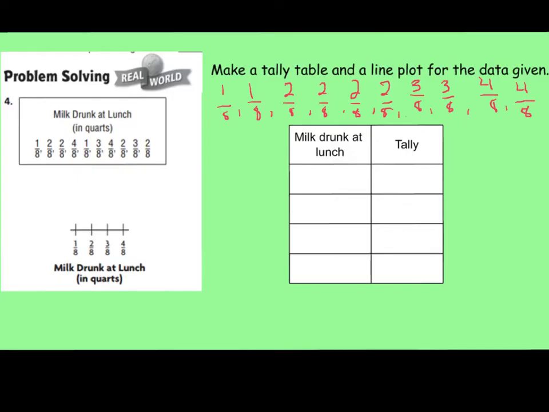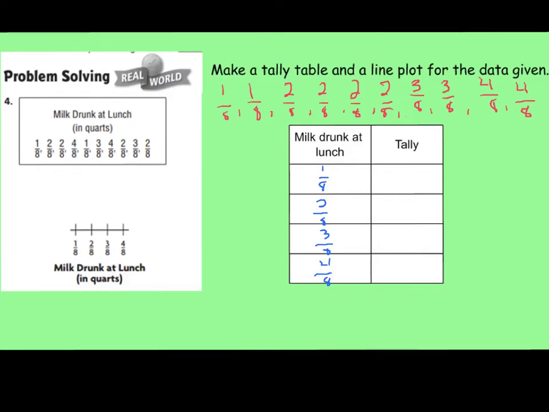Well, I know that my first fraction, which is my smallest fraction, is 1/8 of the milk that was drunk at lunch. So I'm going to put that fraction here in this spot. And then my next one is 2/8. Remember, I'm going from least to greatest. Then 3/8, and then 4/8.